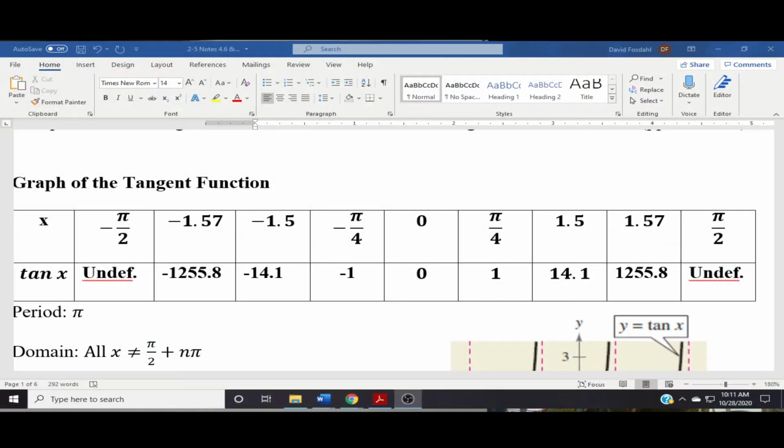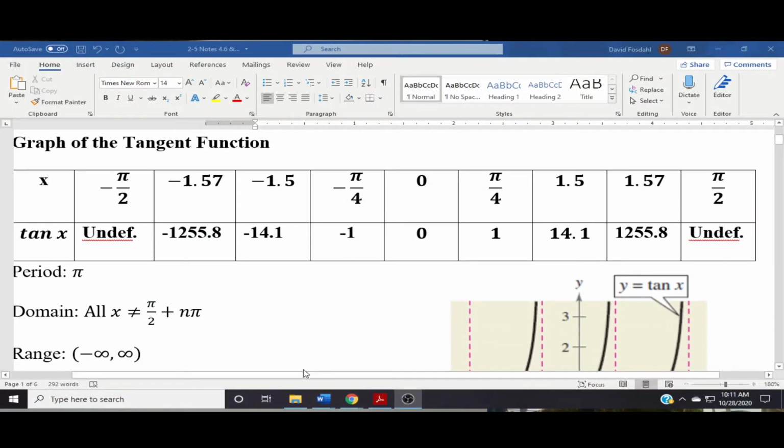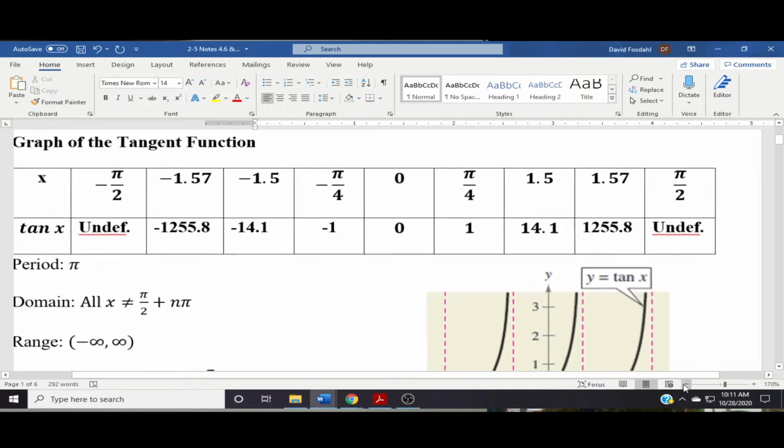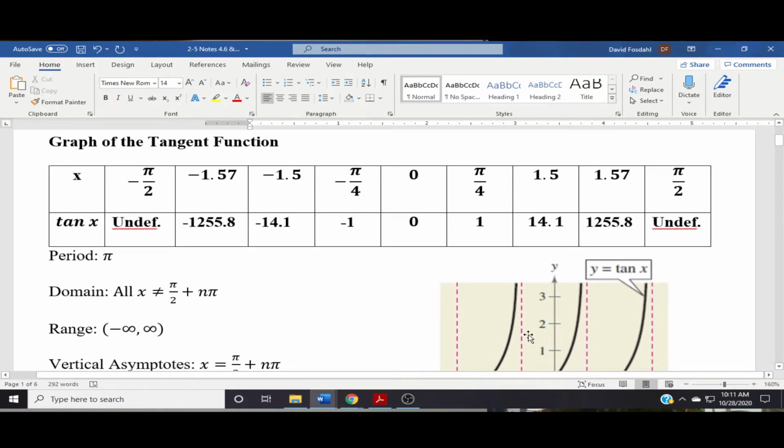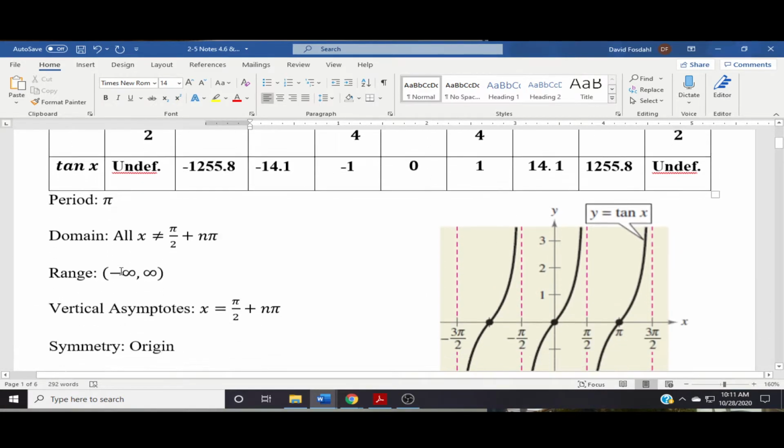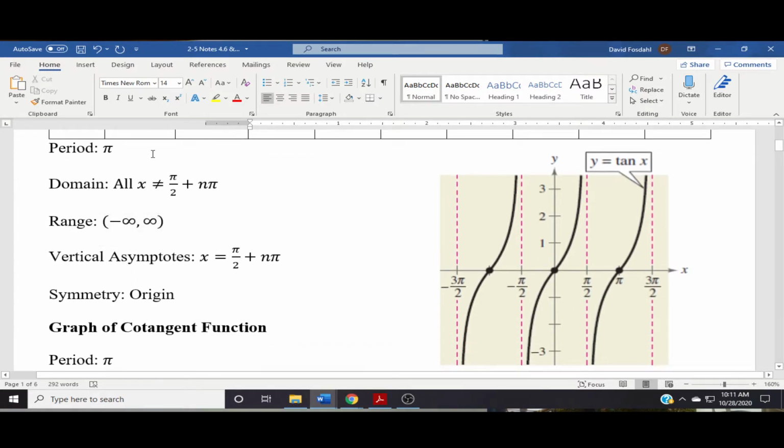Now, do you need to know how to graph it? Not exactly. You do need to know some key features. So let's look at the key features. So let's back up a little bit. There we go. Okay, so first key features we need to know. We need to know the period is pi. So that means tangent is going to repeat every pi.